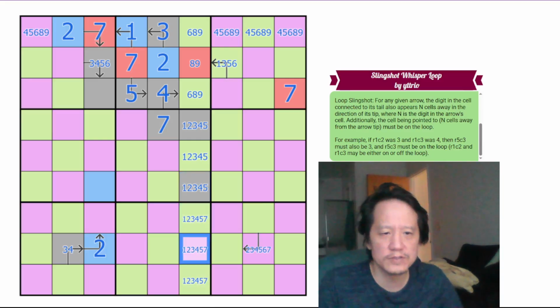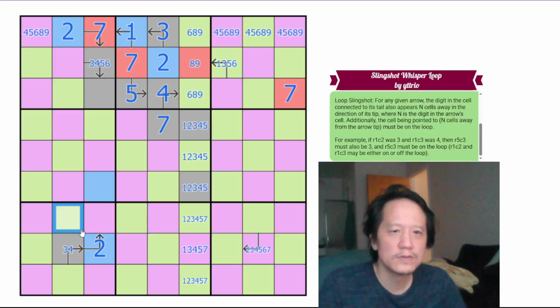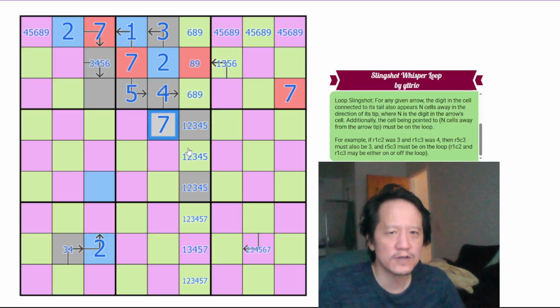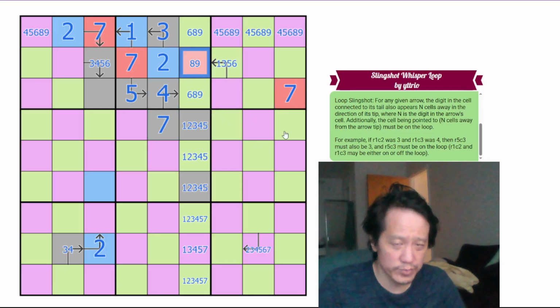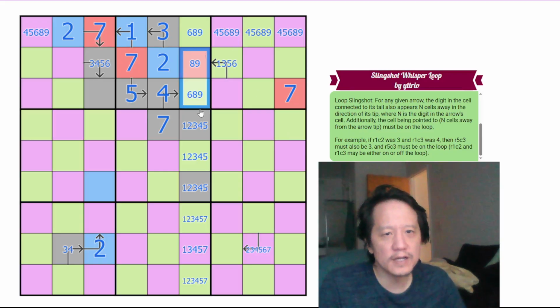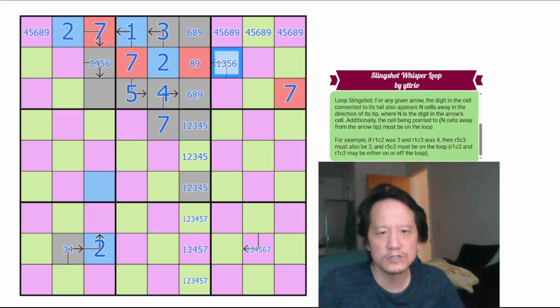7 could be here. This can't be 2. So this 1 points to that. This 3 points to that. This 5 and 4 both point to here, so that's fine. This is on the loop. This cannot go to here or here because those are both highs. And therefore, those can't be on the loop. So it must go to here, which is a low.